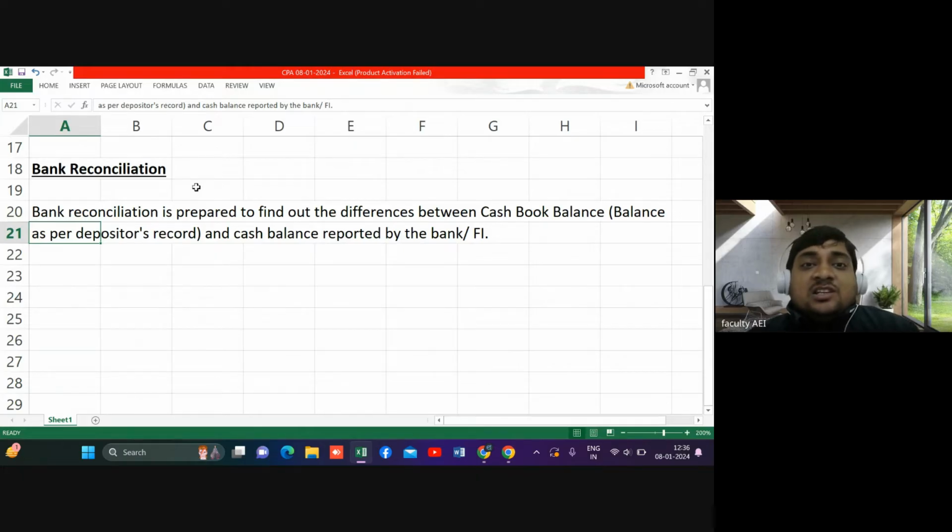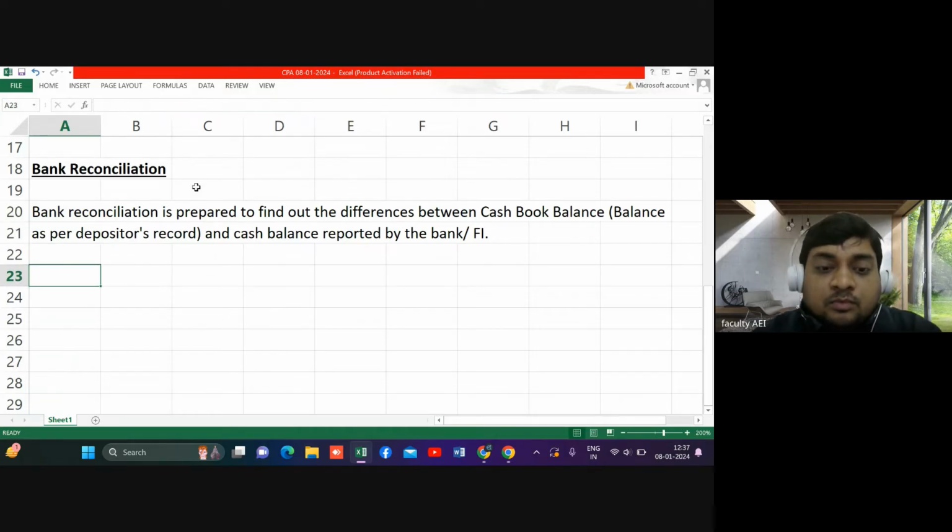The bank reconciliation is prepared to find out those differences between the cash book balance, that is balance as per depositor's record, with how much money I have kept with the bank, and cash balance reported by the bank. Suppose I am depositing currency, coins and currency. The day I deposit, the same day it will be reported by the bank. Suppose I am withdrawing money. The day I am withdrawing, the balance in both the depositor's record as well as the balance reported by the bank will be affected, right?